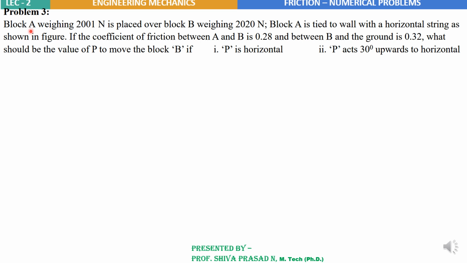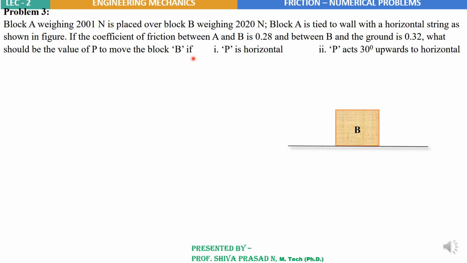Let's see this problem. Block A weighing 2001 Newton is placed over block B weighing 2020 Newton. Block A is tied to the wall with a horizontal string as shown in the figure. If the coefficient of friction between A and B is 0.28 and between B and the ground is 0.32, what should be the value of P to move the block? So let's look into the sketch.